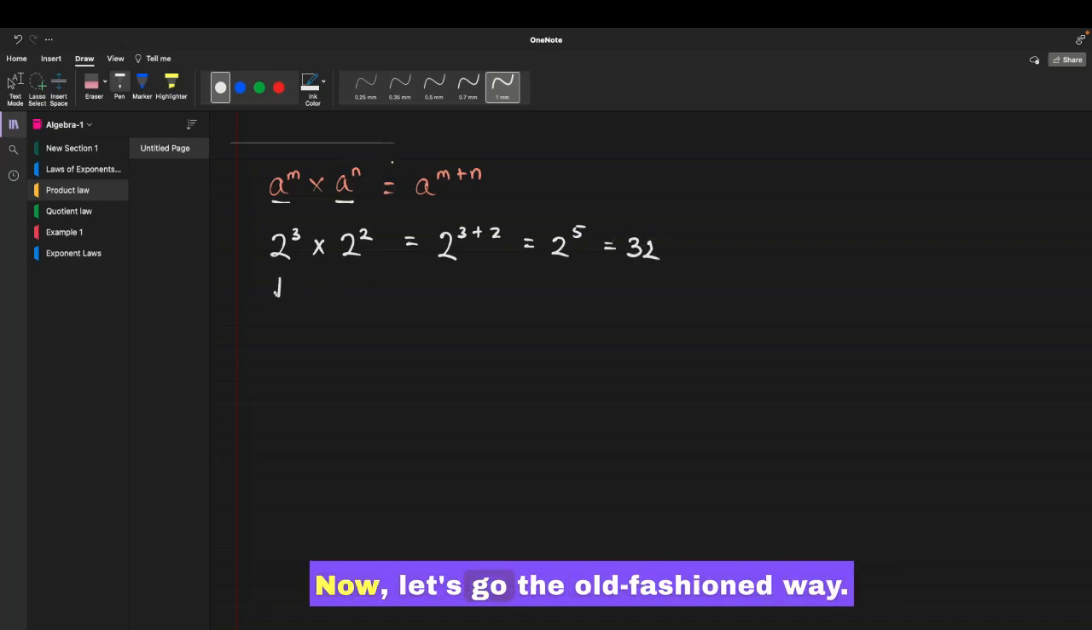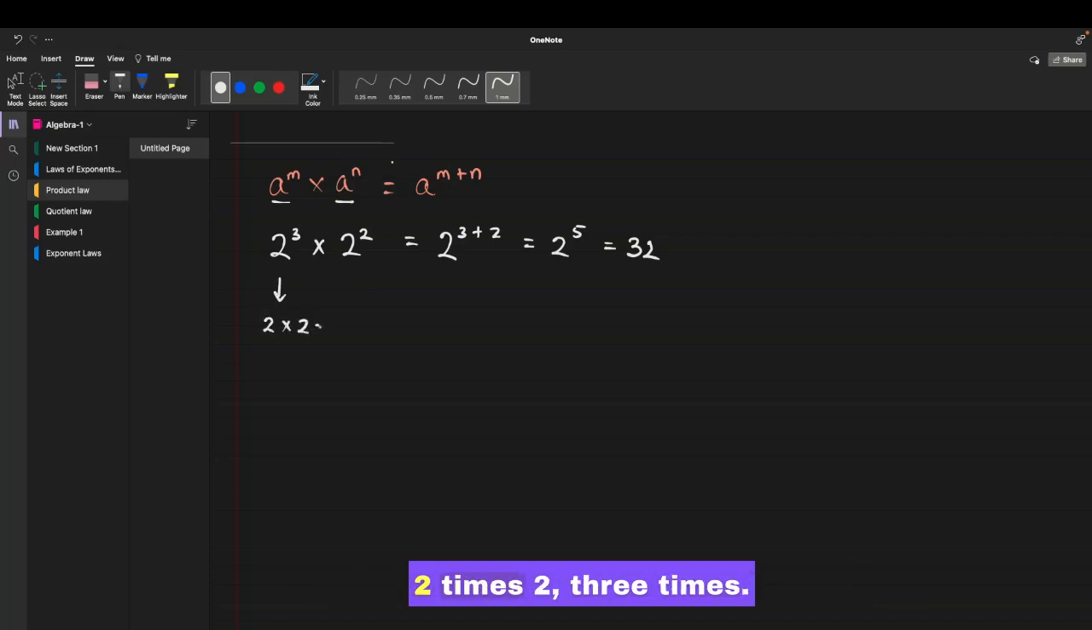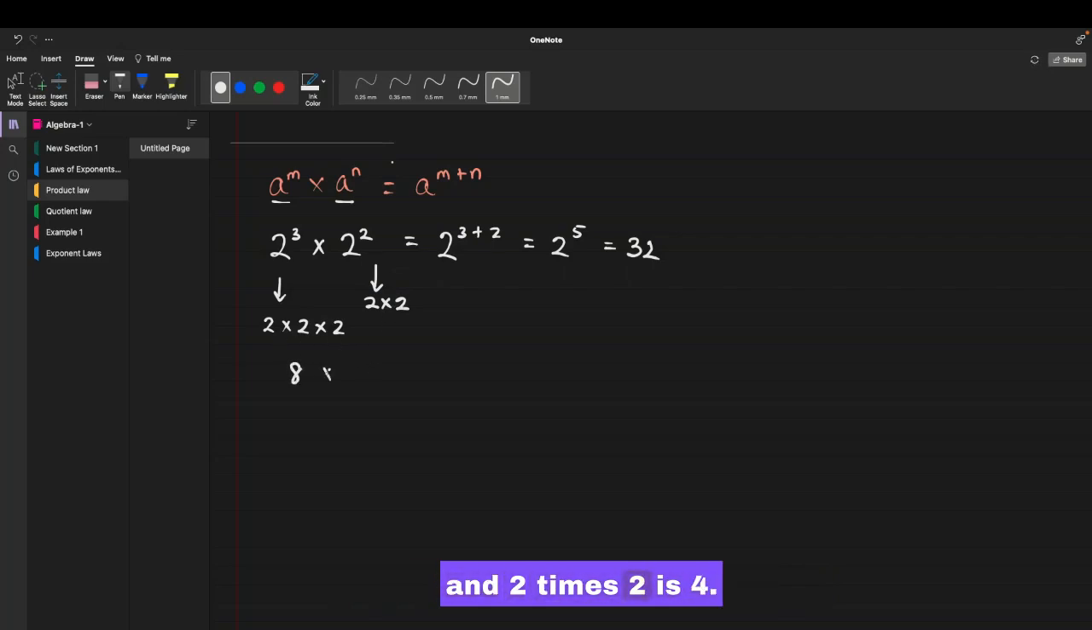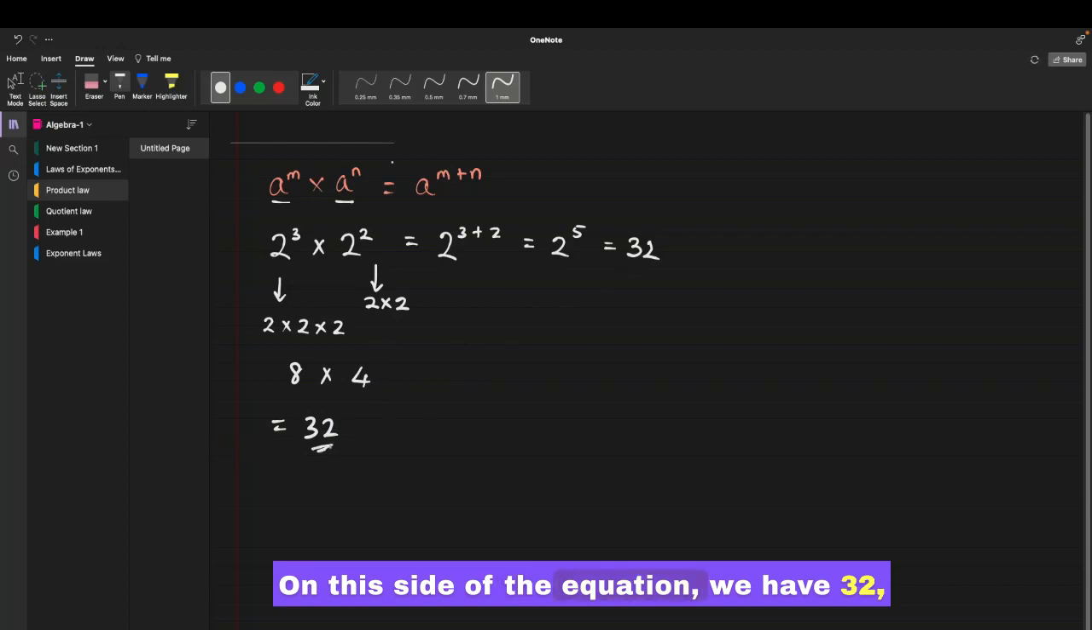Now, let's go the old-fashioned way. 2 raised to the power 3 means 2 times 2 times 2, 3 times, and 2 raised to the power 2 simply means multiply 2 by itself, right? So 2 times 2 times 2 is 8, and 2 times 2 is 4. So 8 times 4 is equal to 32, which proves the law. On this side of the equation we have 32, and on the other side we have 32, which actually shows that the law holds true.